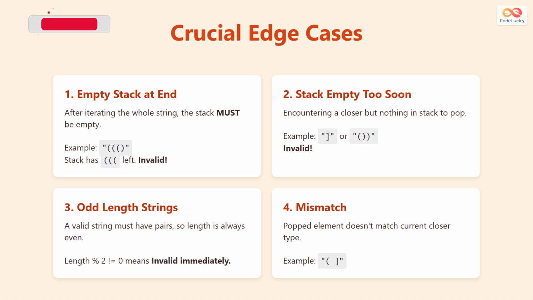There are a few edge cases to watch out for. First, if you finish reading the string but the stack is not empty, it means you have unclosed brackets left over, so it is invalid. Second, if you encounter a closing bracket but the stack is already empty, that is also invalid. And finally, a quick check. If the string length is odd, it can never be valid because pairs always come in twos.